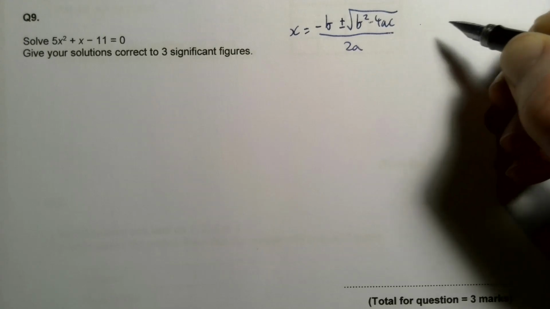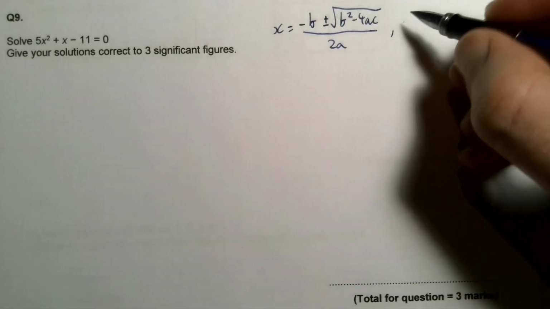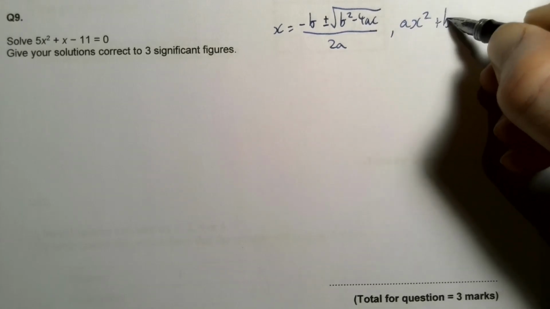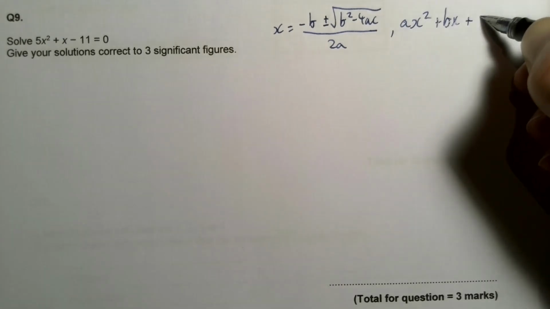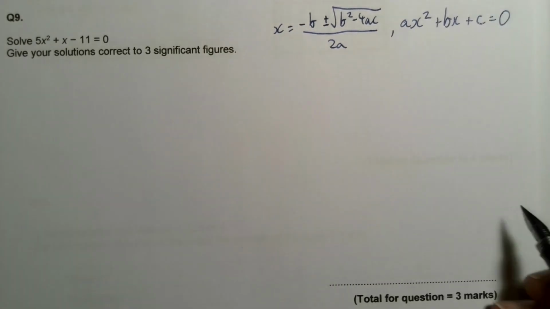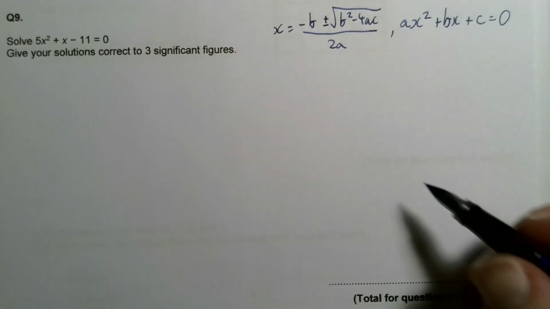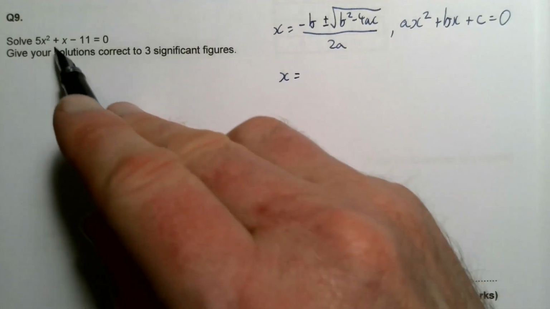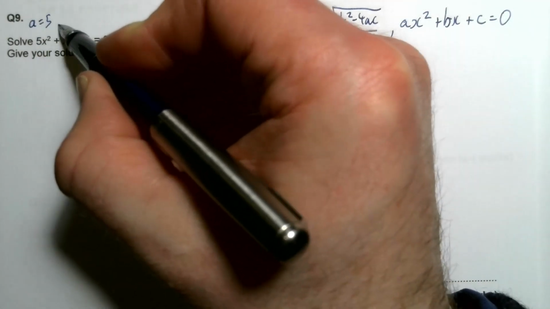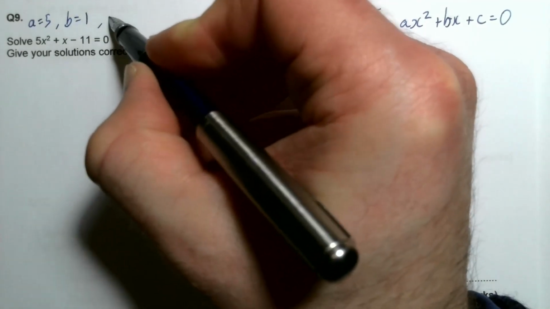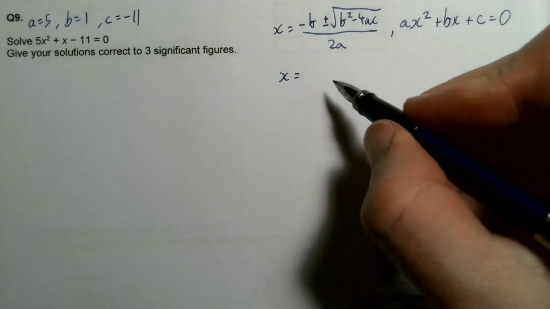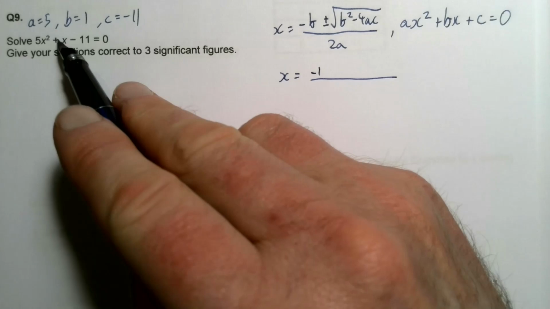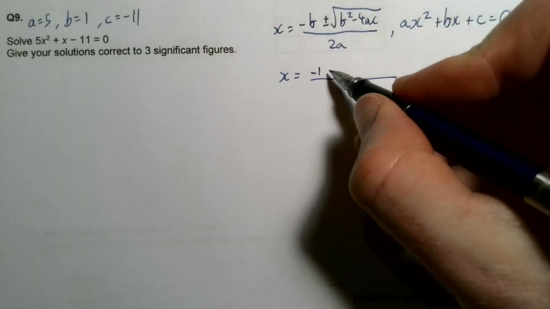when you've got your equation in the form of ax squared plus bx plus c equals 0. So we need to plug these values into that. So x is going to equal negative b. Well, b is 1. A equals 5, b equals 1, and c equals negative 11. We just need to plug that in. So b is going to be negative 1. If b was a negative number here, by the way, then I'd have to put positive there.